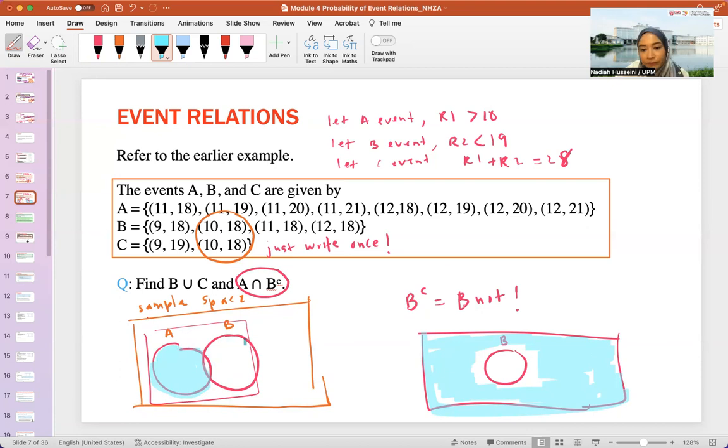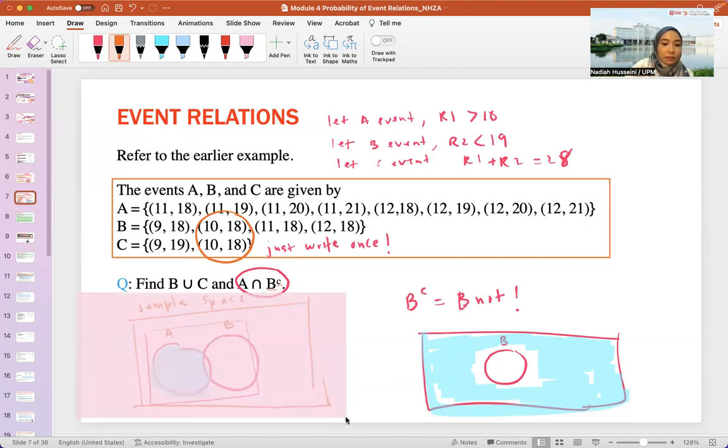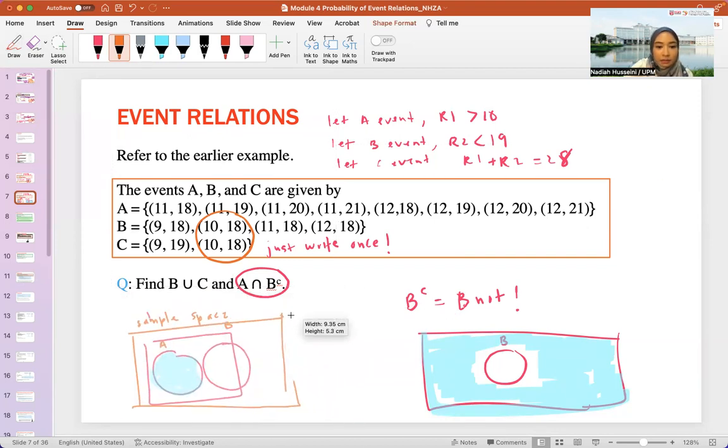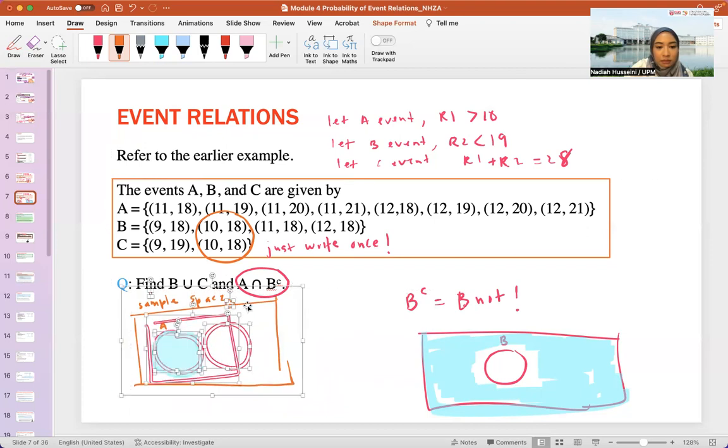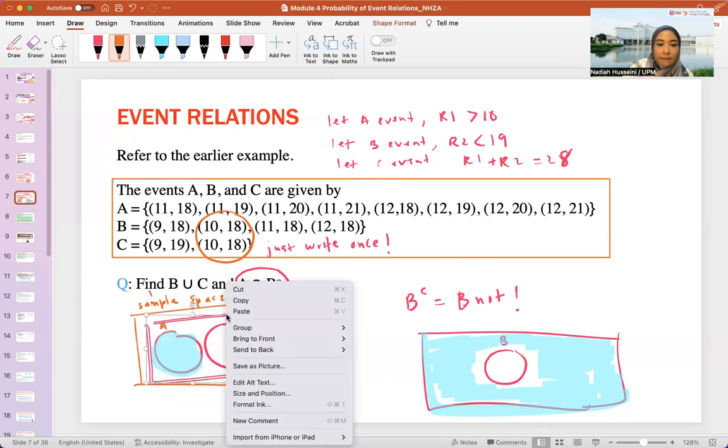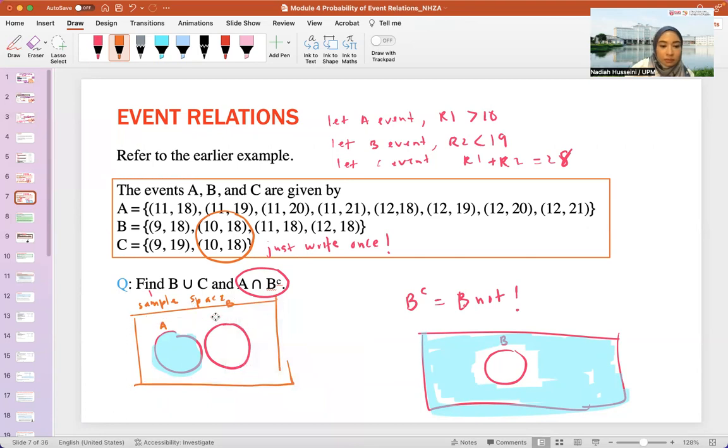That's a good point. Okay, so how do we do this question? Find A intersect with B complement. So what is in this circle? What should be in this circle? What are the numbers? I mean, what is the outcome in this circle that we highlighted? Anyone wants to try? No one wants to try? No one's confident? Oh, this is wrong now.